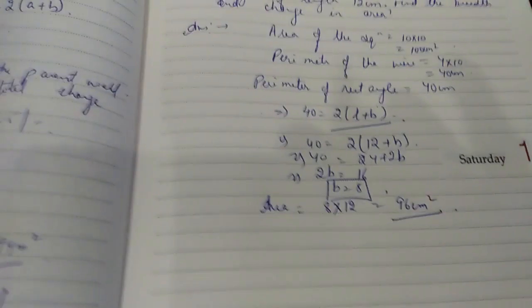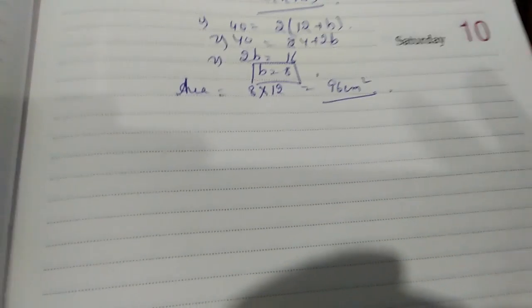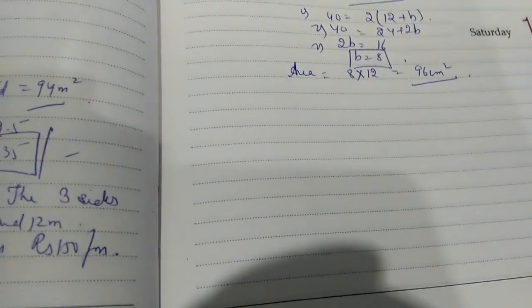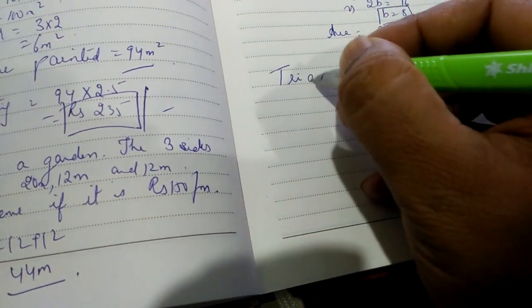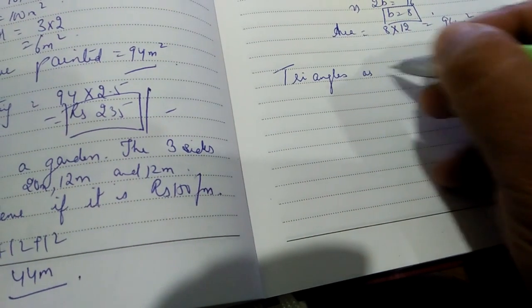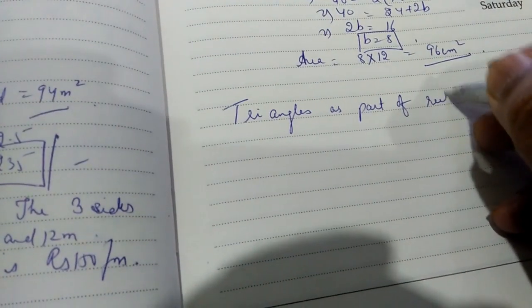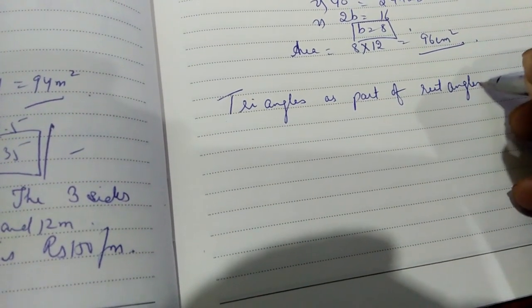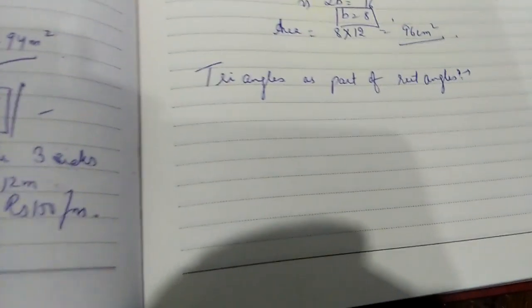All right, now let's move on to the next part, which is triangles as part of rectangles. So let's draw a rectangle first.